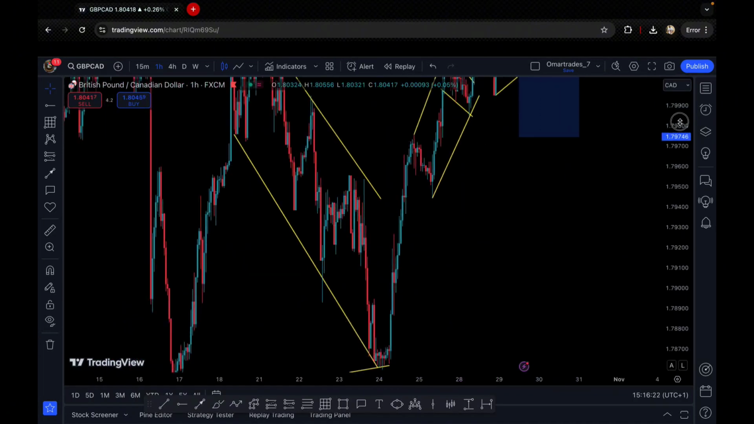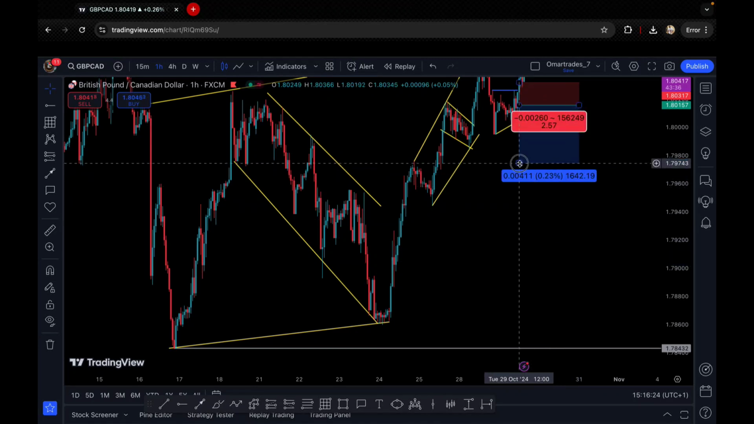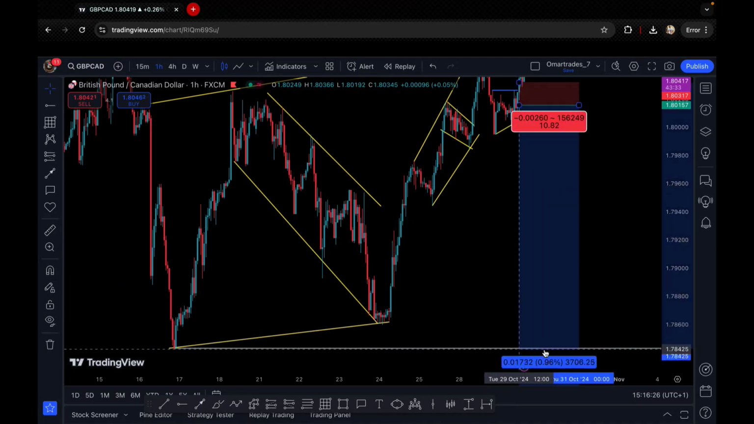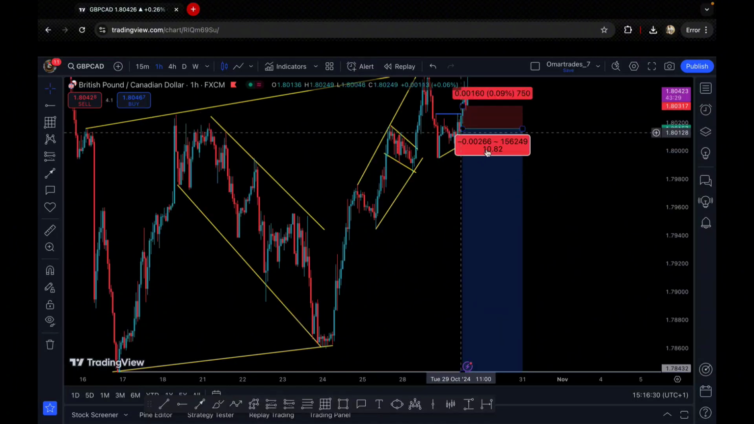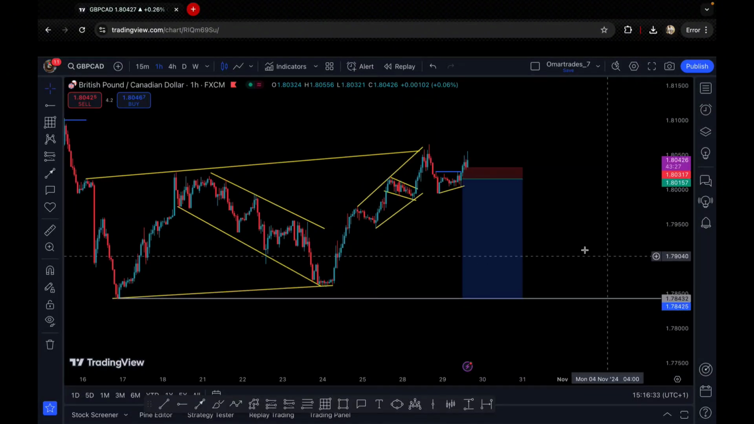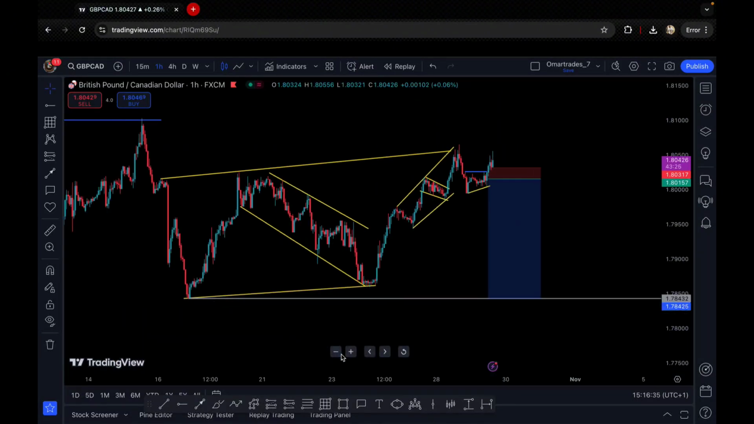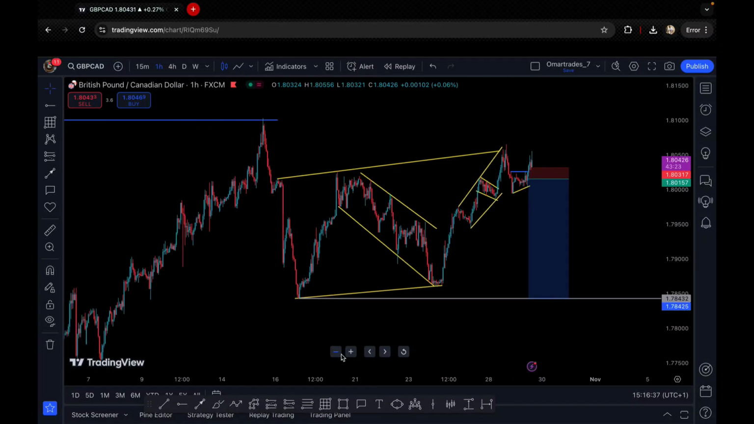Like in terms of risk reward, again, this one would have been better, right? As you can see, 10.8%. So this is exactly what I would have done in this scenario. But then looking back at the trade, it is what it is. I have to take the lesson and move on to the next one.